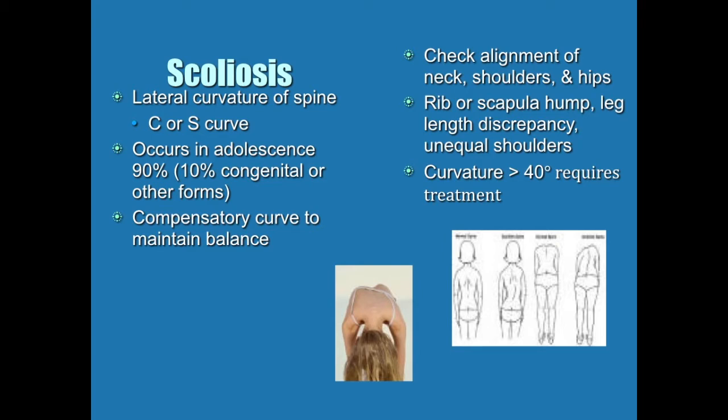When we assess for scoliosis, we have to check the alignment of the neck, shoulders, and hip. They should all be in one straight line. We look at the ribs for a hump on the scapula, and you can see that in both of these pictures. In addition, we look for leg length discrepancy as well as unequal shoulders. And any curvature that is beyond 40 degrees requires treatment.